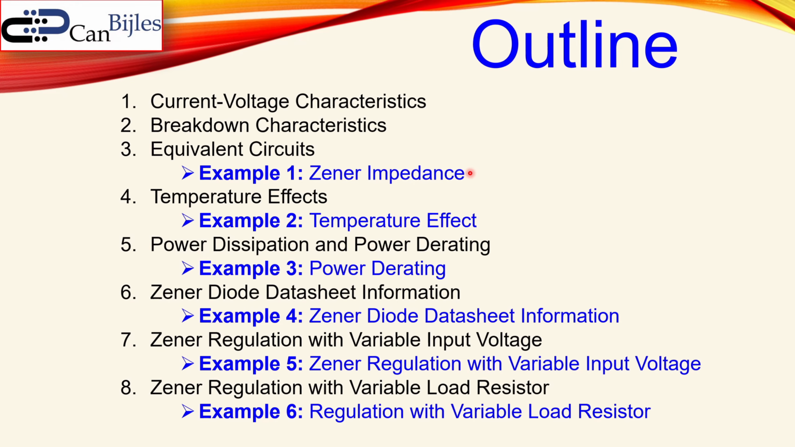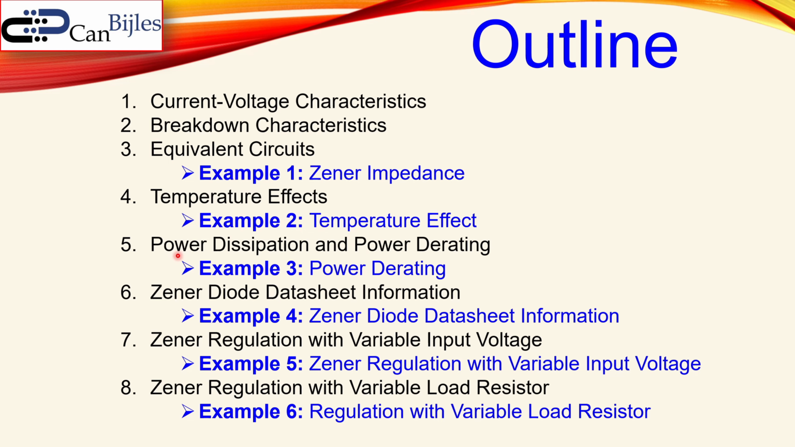Okay, first the outline. This is the outline for this video about the Zener diode. We'll look at the current voltage characteristics of this Zener diode. Also look at the breakdown characteristics, which is a fundamental part of the Zener diode. And also look at the equivalent circuits to work out the circuits. For example, we'll give example 1 and also calculate the specific parameter, which is the Zener impedance. We also look at the temperature effects, and again we'll look at example number 2, which also illustrates this.